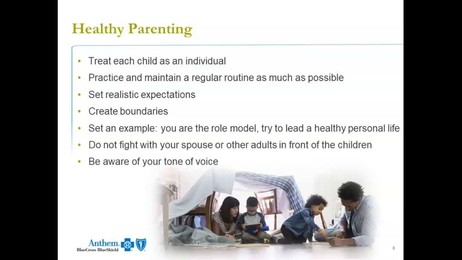Number 5, set examples. You are the role model. So if you want your children to have a healthy personal life and a healthy family life, it starts with you and what you model to them. Lead by example. Practice whatever you preach to them, and they will follow you. They will copy you. And in fact, as they get older, if they happen to observe you saying one thing and doing something else, they will call you out. Okay? They will be vocal about it. So please be mindful of that. Practice what you preach.